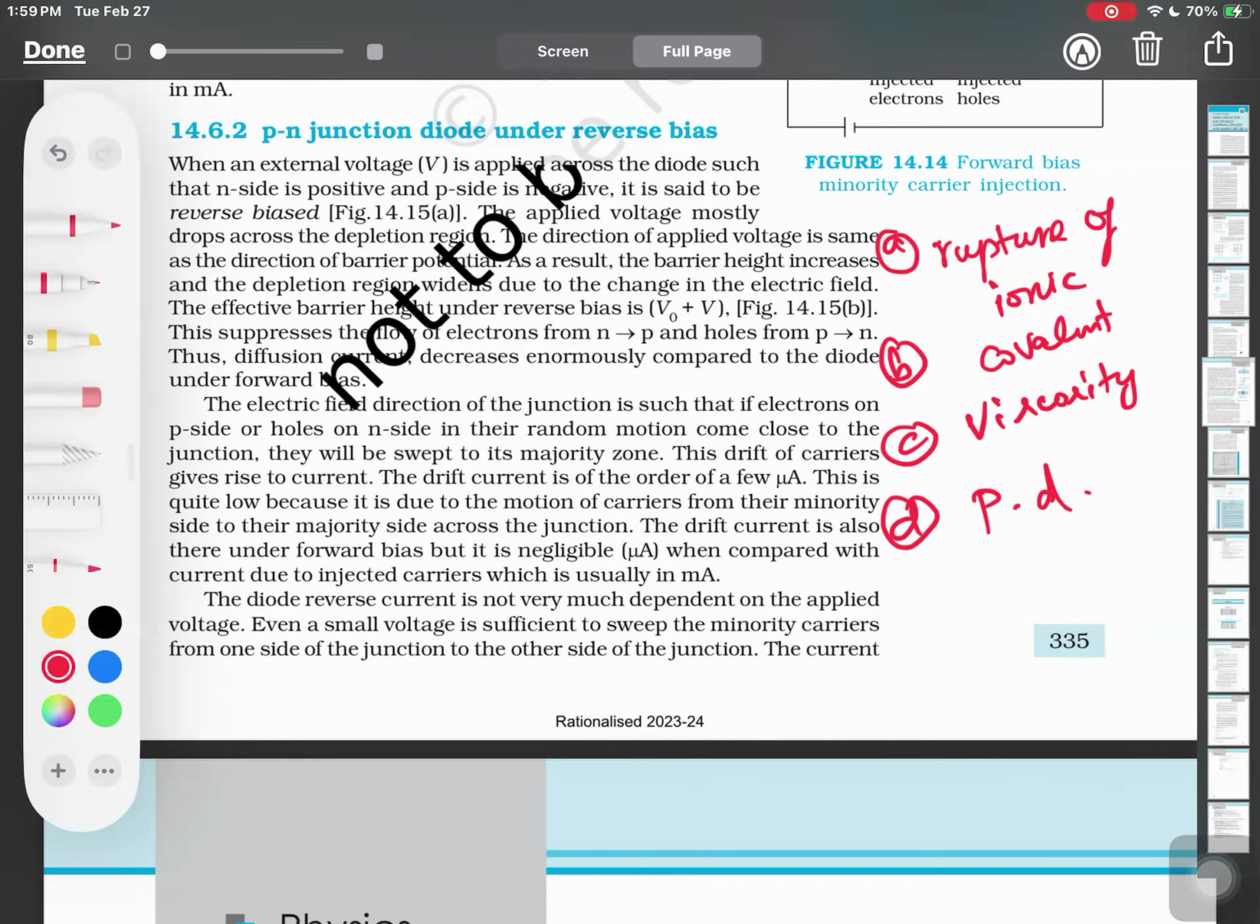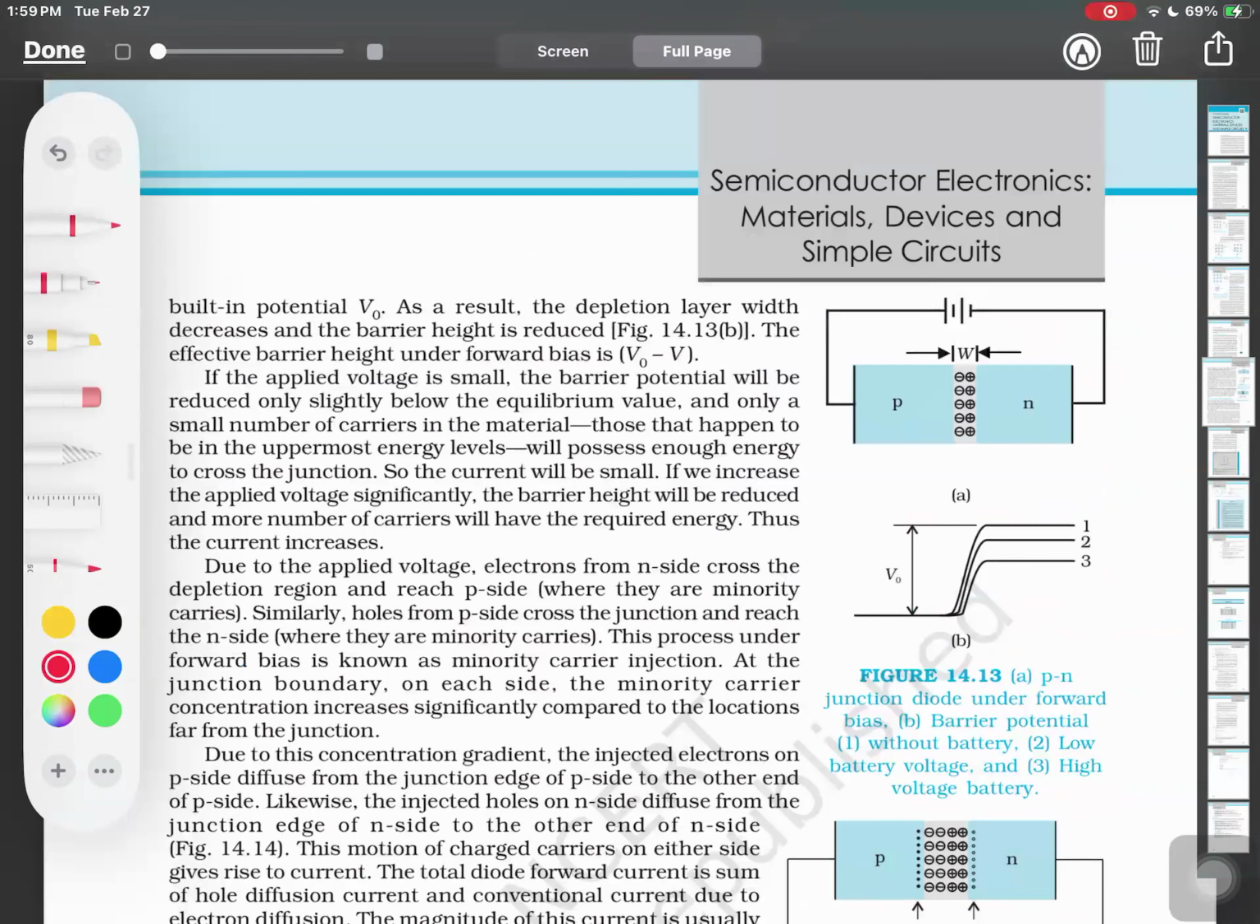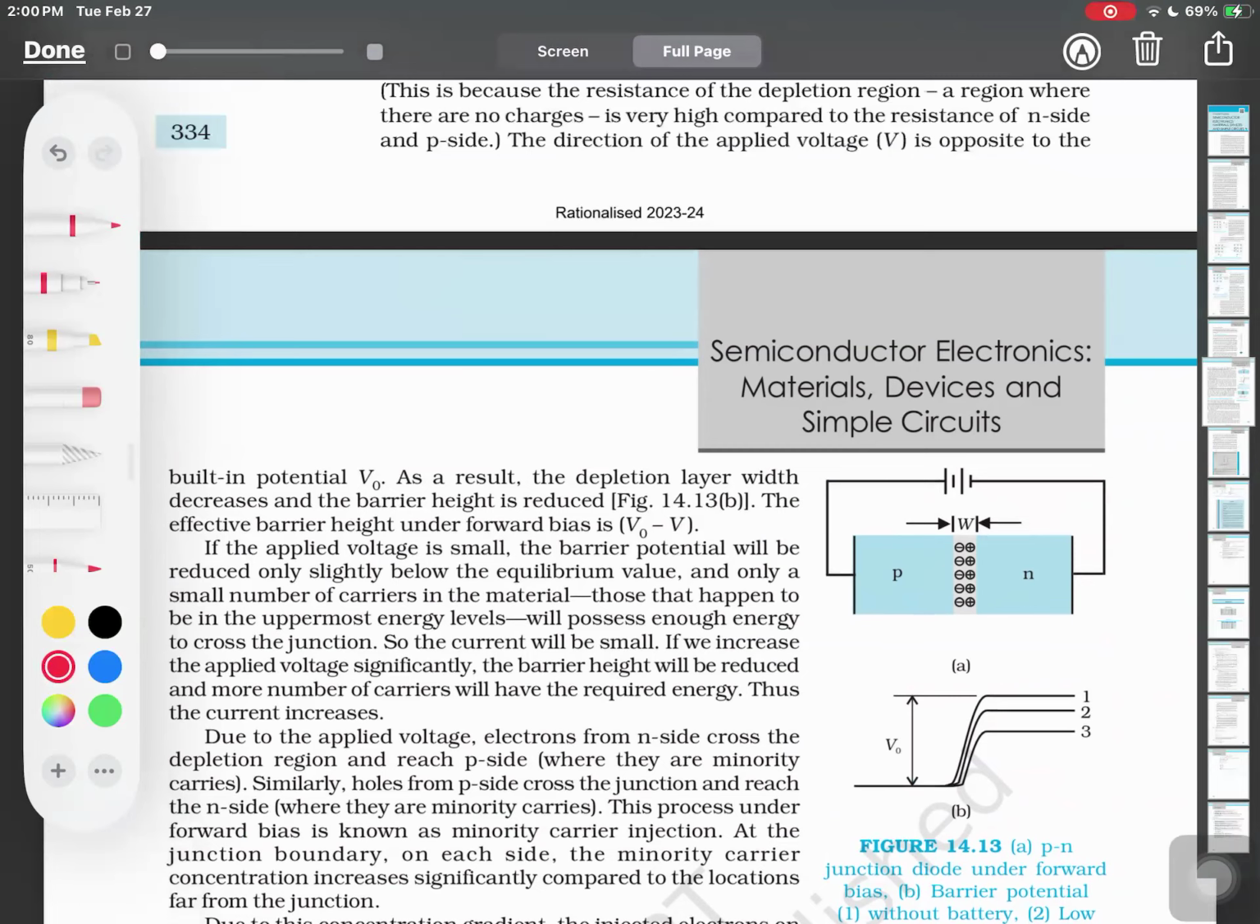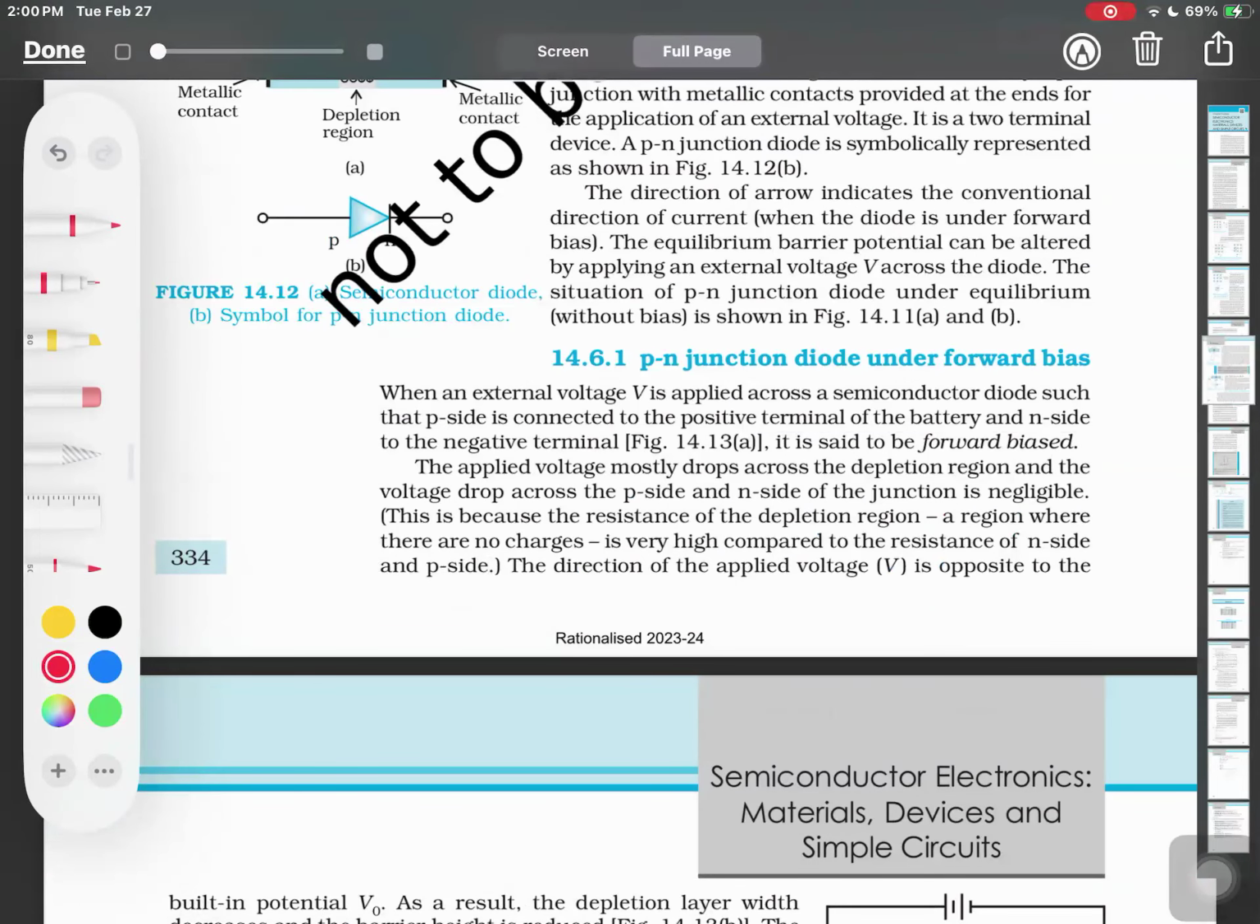The answer is due to the rupture of covalent bonds. Definitely it is due to the rupture of covalent bonds. Covalent bonds are present, we know that, right? It is always connected in reverse bias; keep that in mind also. That's all for this particular diode topic. Then we'll see intrinsic and extrinsic semiconductors.